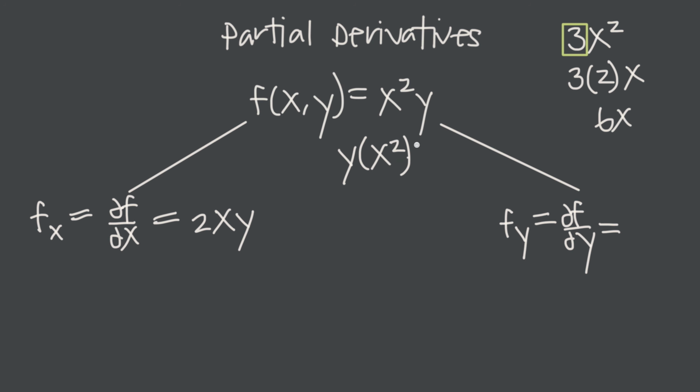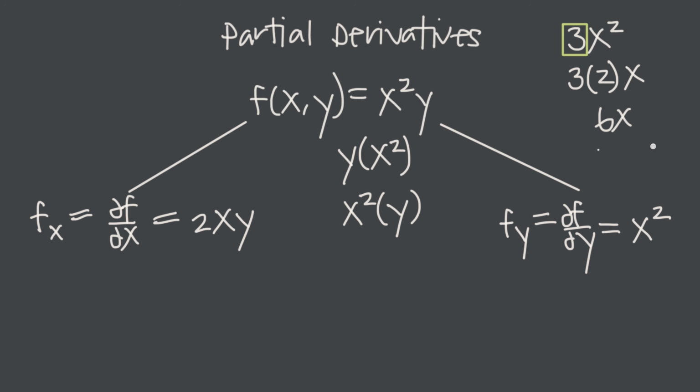So if we use this method again, what we want to do is recognize that the entire x squared is a constant. So we want to pull that out in front and rewrite this as x squared times y, because y is the only thing we care about. So x squared is that constant. It's just going to hang out in front there and stay. The derivative of y is 1. So our result would be x squared times 1, which is just x squared. So we end up with x squared.